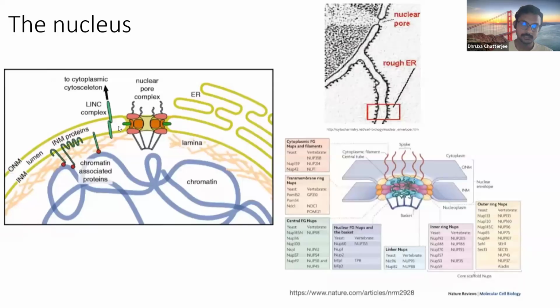As you can probably imagine, the outer nuclear membrane and inner nuclear membrane are quite different, with quite different lipid compositions and quite different sets of proteins.